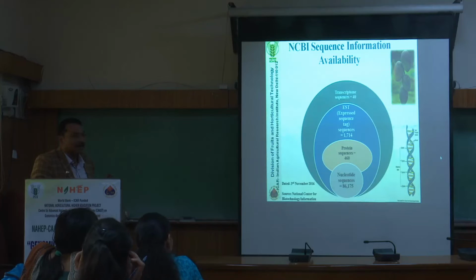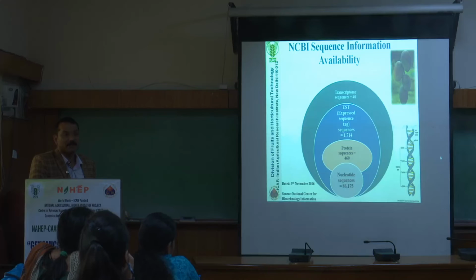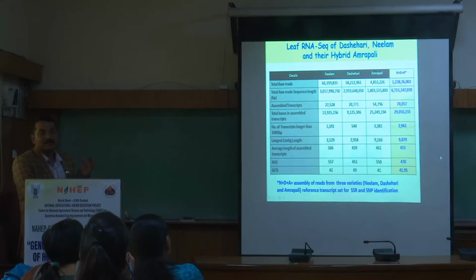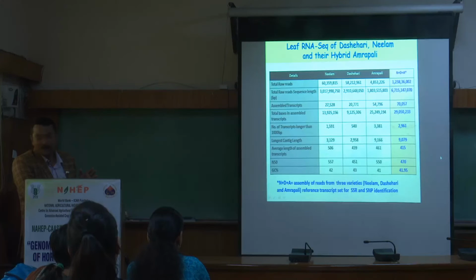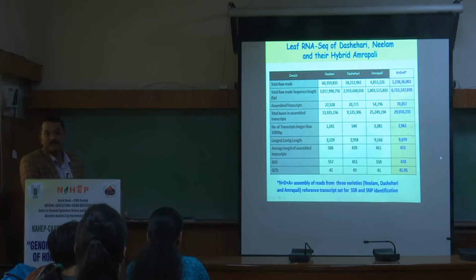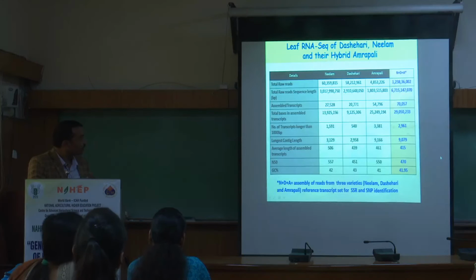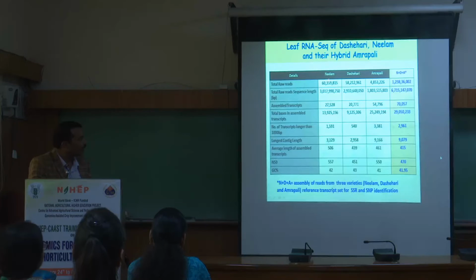But in the last 7-8 years, lots of development has happened in the case of mango, and now Indian scientists are in a position to publish the whole genome sequence of mango. Initially they did RNA sequencing of leaf of Amrapali, Neelam and Dashehri, and these are the statistics of that RNA sequencing. Then they assembled all this information together, wherever there was commonality of the reads, and they reached this type of DNA assembly. This information was utilized initially for development of SSRs and SNPs.